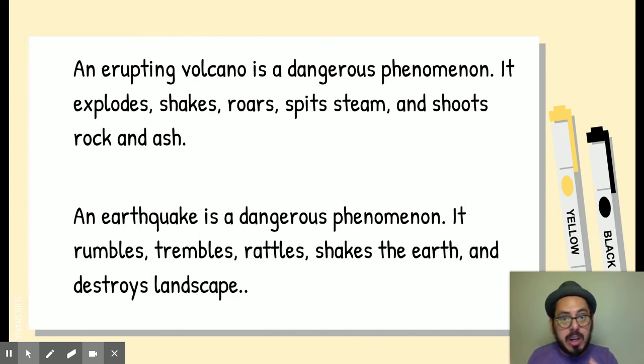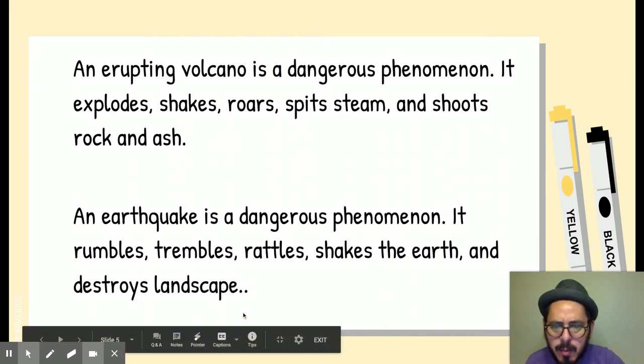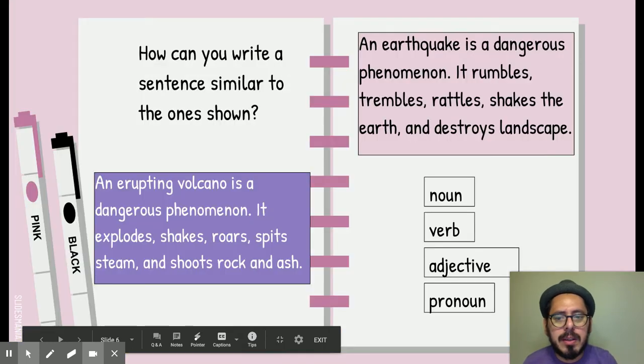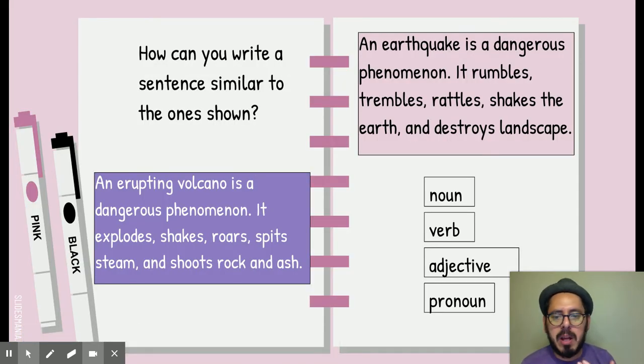And then we talked about the earthquake too, and you see we compare how similar they are. They're almost the same sentence, we just change the noun. An earthquake is a dangerous phenomenon. It rumbles, trembles, rattles, shakes the earth, and destroys the landscape. It has a double period, that's just a mistake. Now, how can we write a sentence similar to the one we just saw?